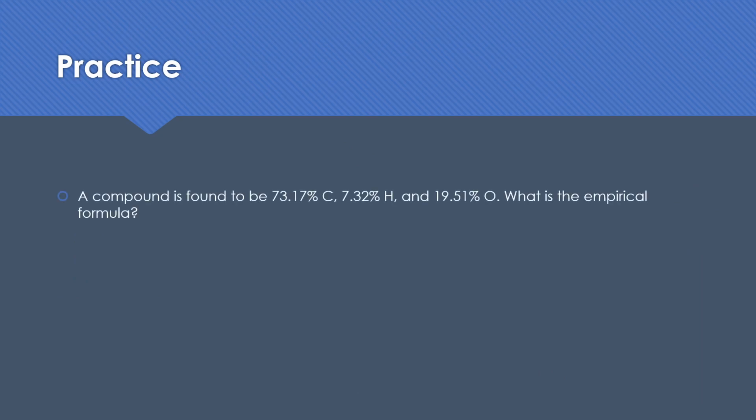So here's a practice problem for you. A compound is found to be 73.17% carbon, 7.32% hydrogen, and 19.51% oxygen. What is the empirical formula? So we'll start up here, and we'll do 73.17 grams of carbon, 7.32 grams of hydrogen, 19.51 grams of oxygen. And we'll convert those to moles.